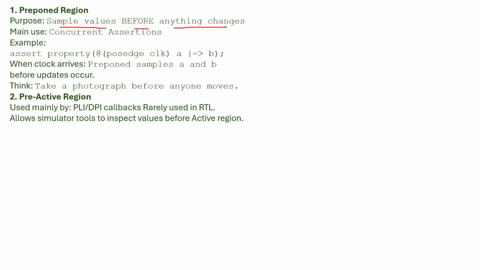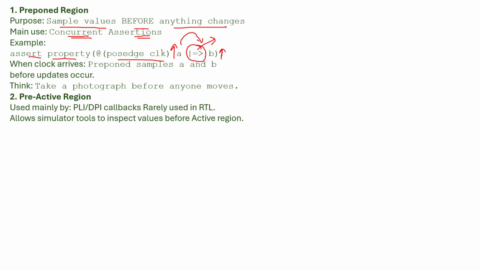Main usage is concurrent assertions. That means delays in the assertion. See, this is the implication operator; on the next clock edge, it is evaluating. So as in the property: at the positive edge of the clock, A is high, and in the next clock cycle, B is high. In the preponed region, the concurrent assertions are sampled. Remember that. The main usage of the preponed region is that concurrent assertions are sampled here.